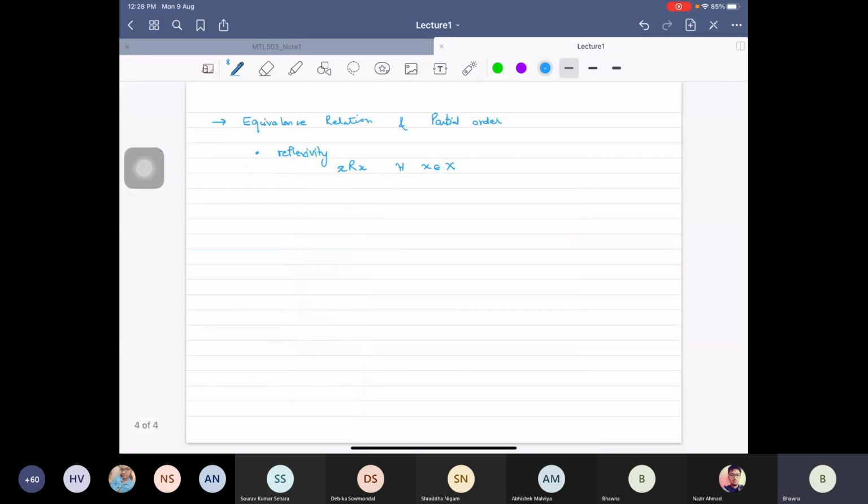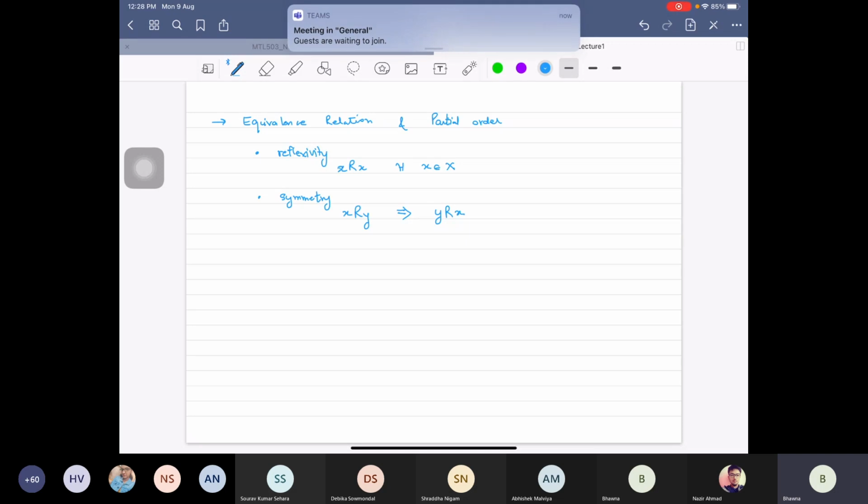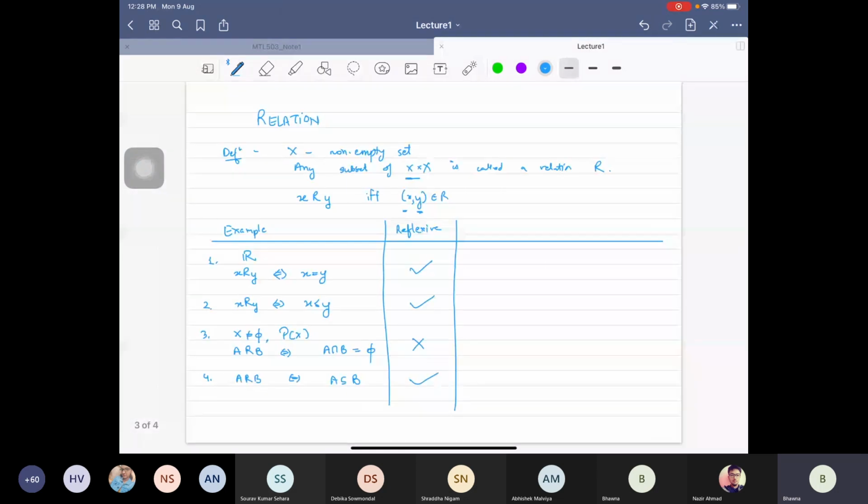Fine. So the next type is symmetry. We say a relation is symmetric if x is related to y, then the other way also holds. Then this should imply y is related to x. So it's a condition. If something is related to something, then the opposite should also hold. So coming back to the examples, you can quickly see that relation 1 is symmetric. Can you tell me if 2 is symmetric?